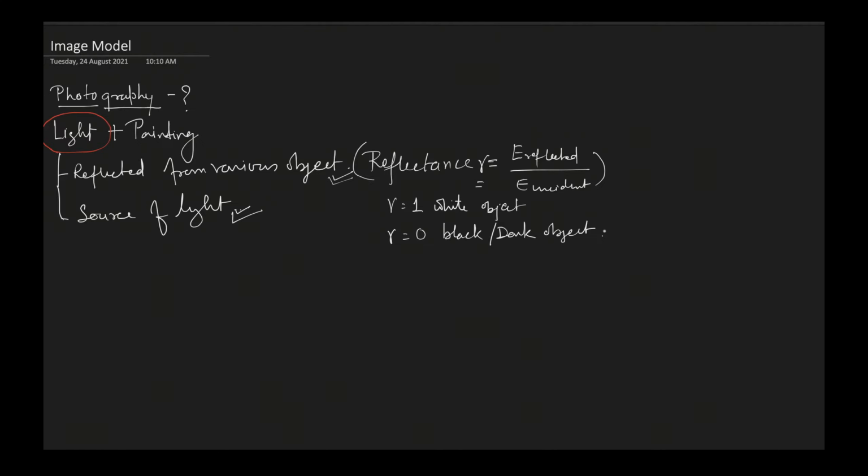So reflection can be modeled in terms of reflectance. Now comes the question of the source of light. How can we model the source of light? Sources of light vary. You can have a very bright source of light like the sun. Can you tell me a very dim source of light? Maybe moonlight. Correct?